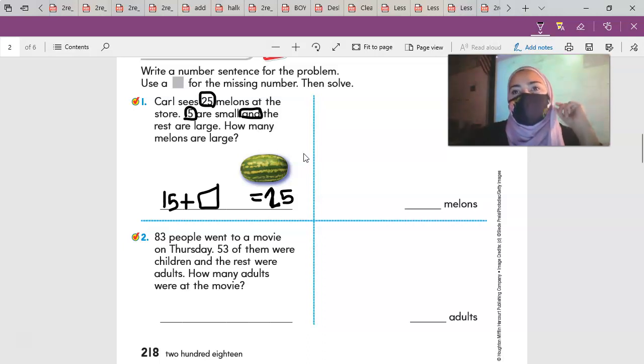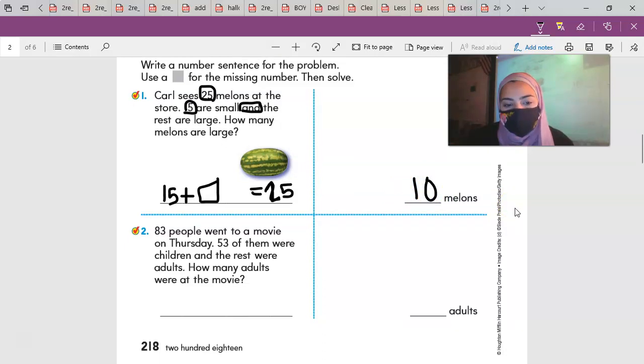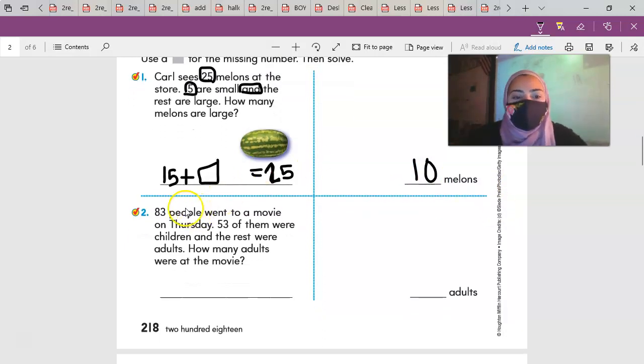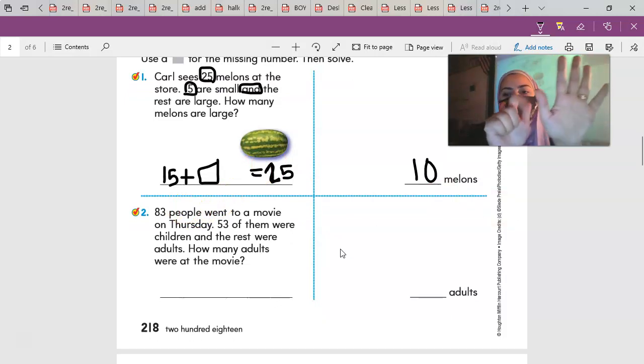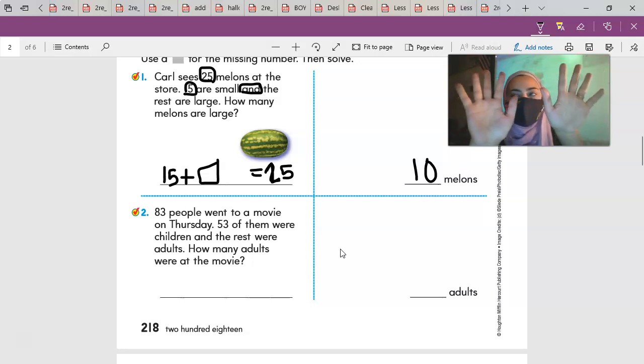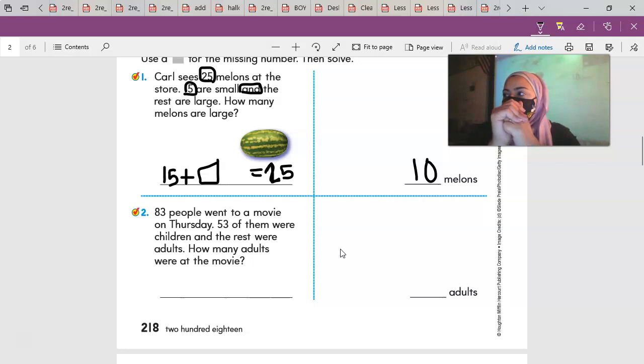Yes, Dominic? 15 plus 10 is 25. Very good. So 10 melons. And then you can just count up to get to 25. 15, 16, 17, 18, 19, 20, 21, 22, 23, 24, 25. That's 10. Yes, you are going to, but let me show you how to do it first.